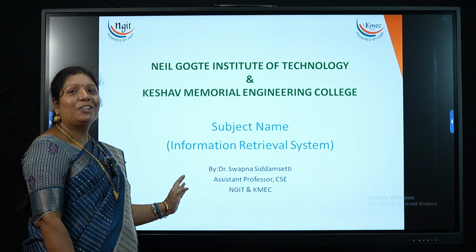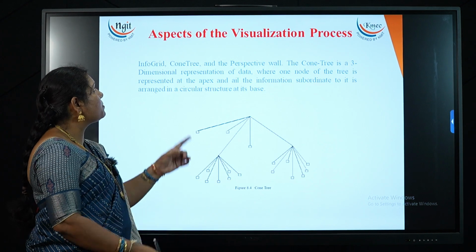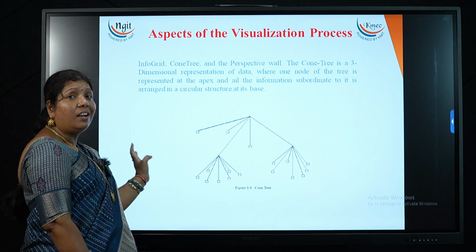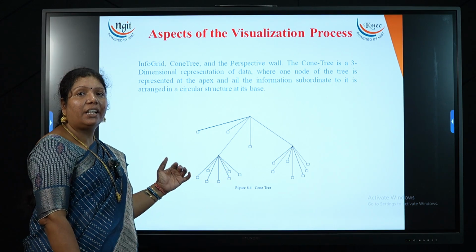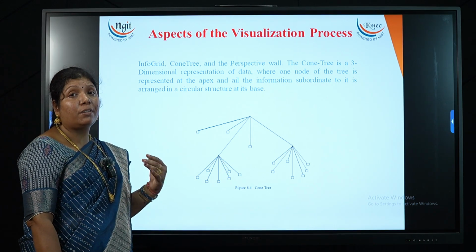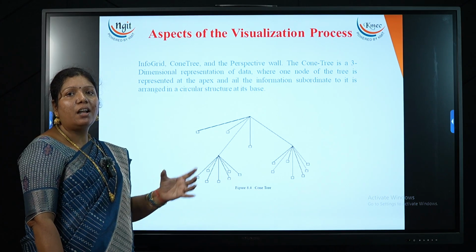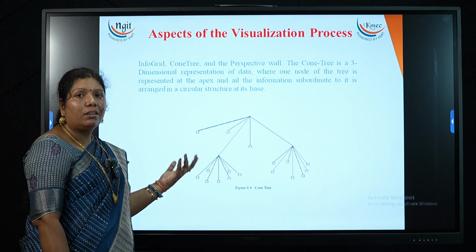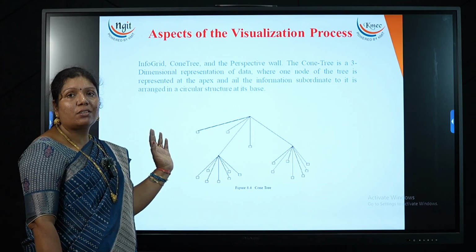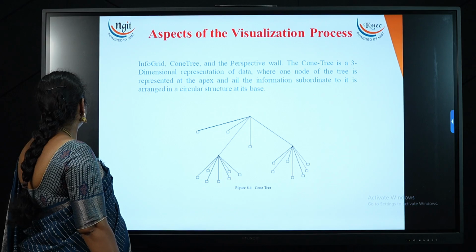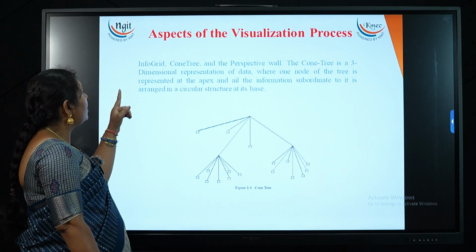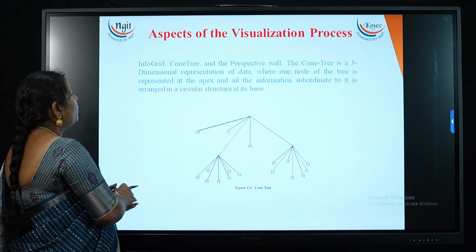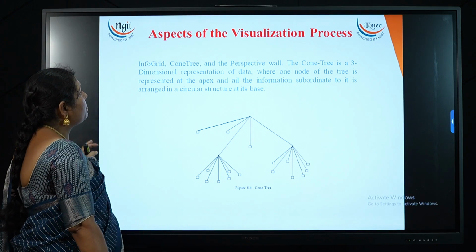Hello students, today we are going to continue with the aspects of the visualization process. In the last session, we identified the importance of link analysis and how you are going to identify the pre-attentive documents and how you are going to cluster the documents. Now in this session, we are going to see three things: one is infogrid, one is cone tree and another is perspective wall.